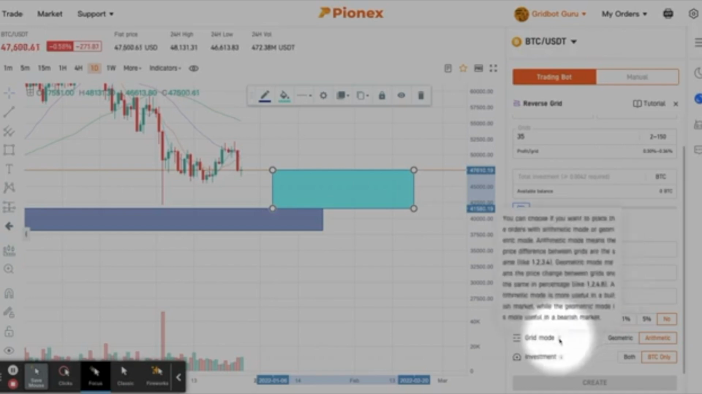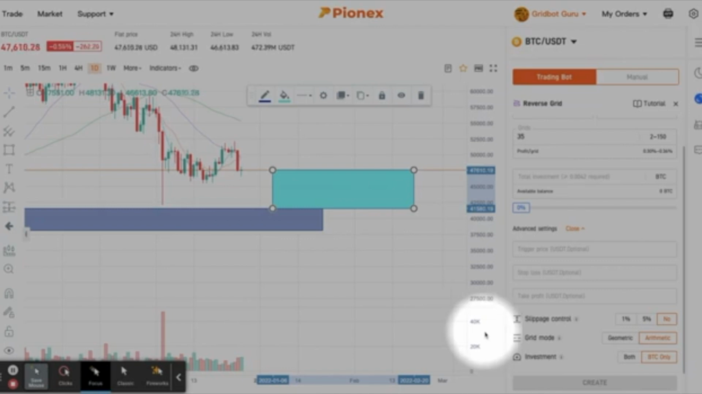The grid mode, I talked about in my last video. There's arithmetic mode and geometric mode. You can do more research on both of those. But right now, my main focus is on the actual setup and the advanced settings.